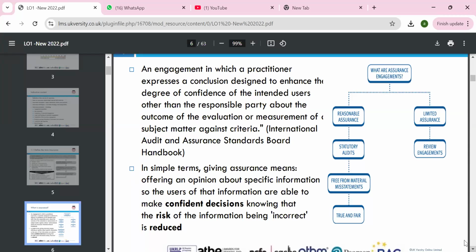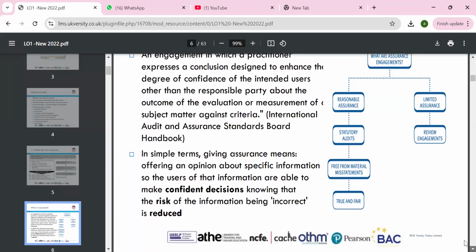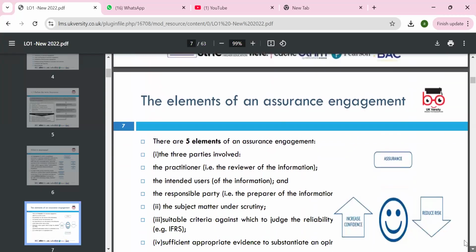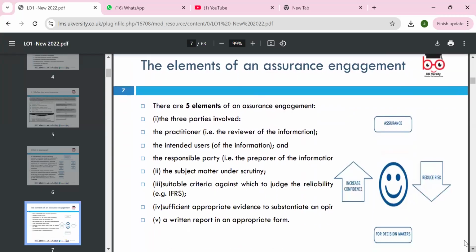The assurance should be reasonable assurance, a statutory audit, which is required by law, free from material misstatement, and true and fair. And limited assurance, of course, can be negative assurance, and review engagement. Okay. Elements of assurance, the 5 elements.